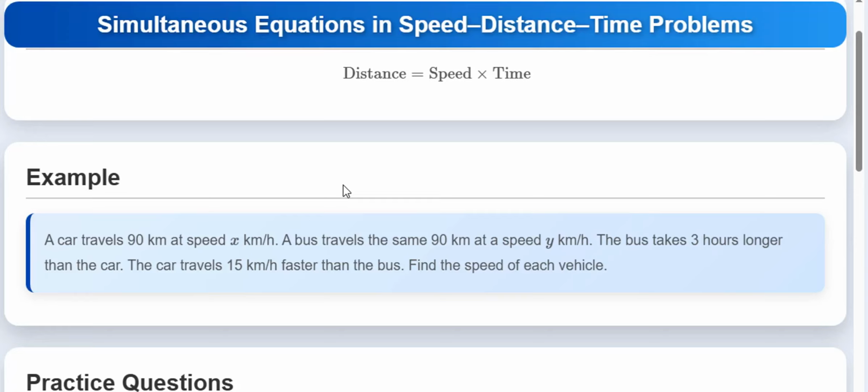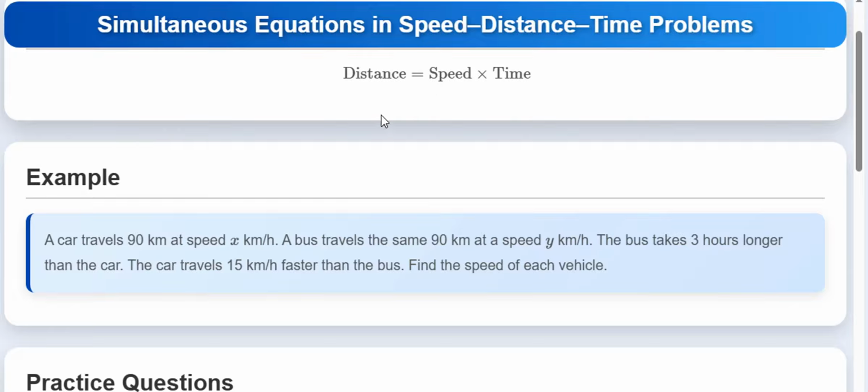Hello. From lesson 1, we have been learning how to solve simultaneous equations using different methods like elimination, substitution, comparison, and even graphical methods. We have also learned how to solve simultaneous equations where one is linear and the other one is quadratic. Now, in this new lesson, I want us to learn how to solve simultaneous equations relating to speed, distance, and time. But before we start solving the problems, can we first understand the logic of this formula?